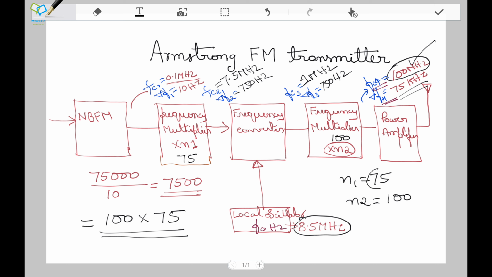You can factorize this once again as powers of 2, 3 or 5. So 75 can be written as 3 into 5 to the power of 2, and 100 can be written as 5 to the power of 2 into 2 to the power of 2. This makes use of frequency triplers, frequency doublers, and also a multiplier which multiplies the signal by 5 times. So this is the final answer for this particular design. Here we have designed an Armstrong FM transmitter.